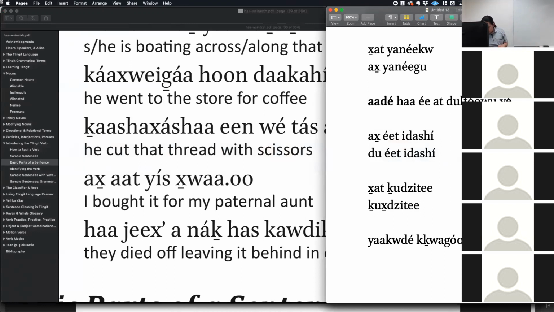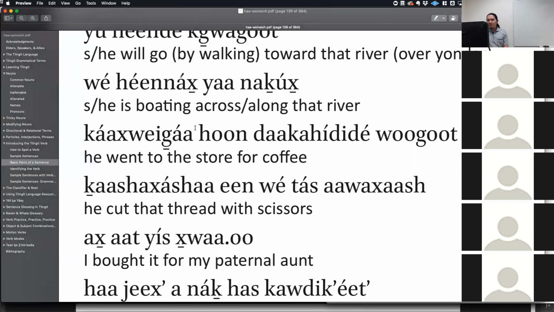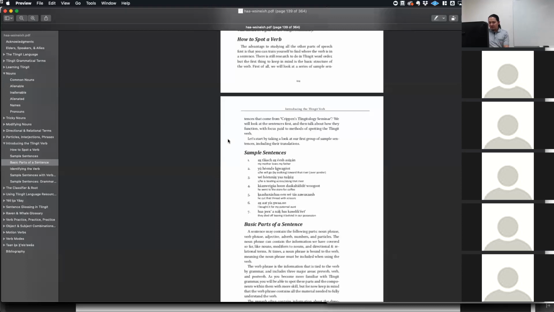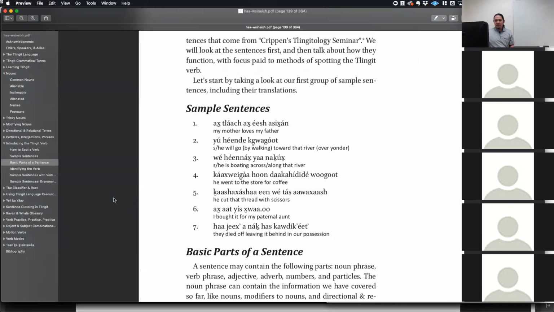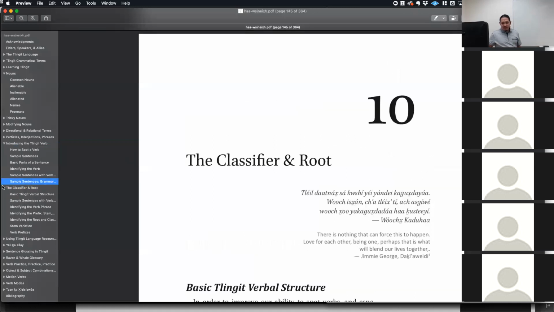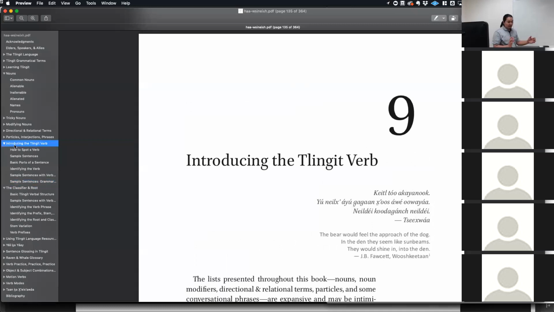And let's see. These sample sentences to look at on our, oh yeah. So these ones are in Wsineix, ʼatángi. So there's some sample sentences in here. This introducing the Tlingit verb chapter, this is chapter 9. This is probably a good one for you guys to check out. Just read it. And so it starts to list out a lot of this stuff we're talking about with a bunch of examples. And then the next chapter talks about the classifier and the root.